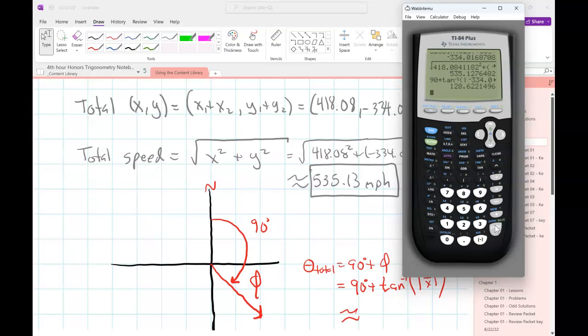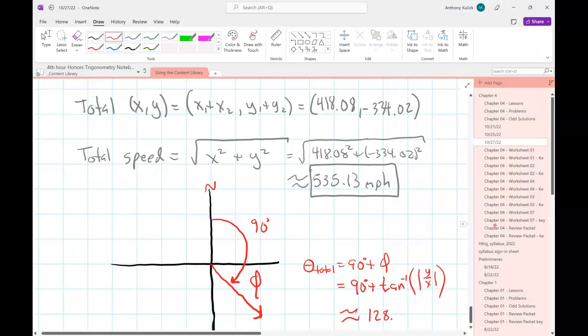So 128.62. Did you do 90 plus tan inverse of the absolute value of y over x? Oh, I did absolute value. Yeah, like that. You've got to have that absolute value in there if you're doing an angle. So again, when you're finding that total angle with the inverses, it's always going to be adding that phi or whatever. So you need to use the absolute value anytime you're doing a phi there.